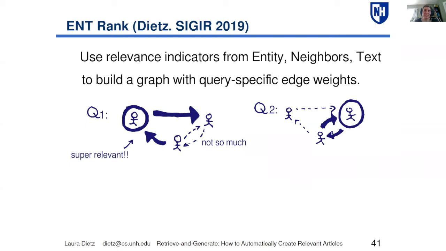Just because an entity is very popular in general doesn't mean that it's always relevant for a particular query. And I know that many people are looking at popularity indicators for entities, but if you go into some of these more interesting queries, popularity is actually not really associated with relevance at all. It only helps if you work with queries that are interested in popular opinions.